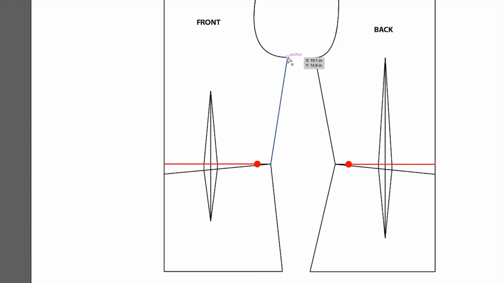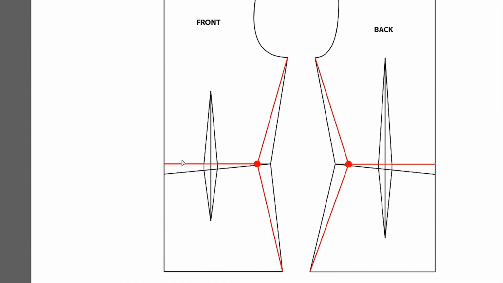Now what you want to do is create a new side line. You're going to start at the end of that armhole point and draw a new line to the new waistline point. Then you're going to draw a line from that new waistline point to the hip point, and you're going to do that on both the front and the back.